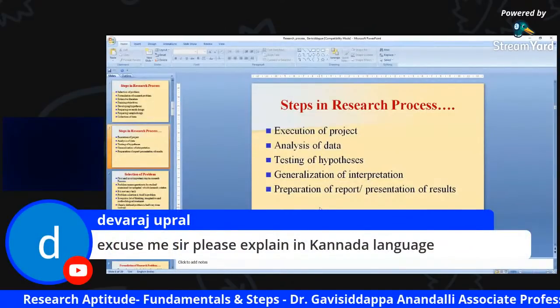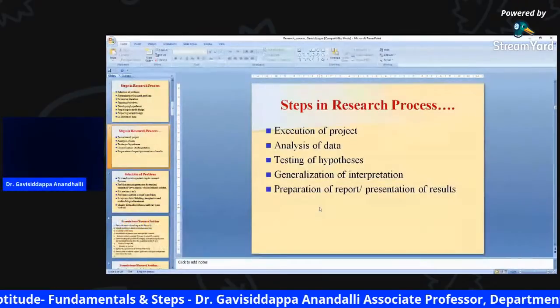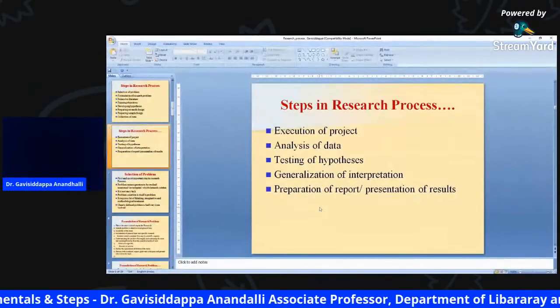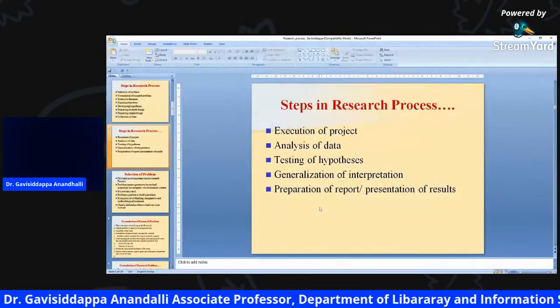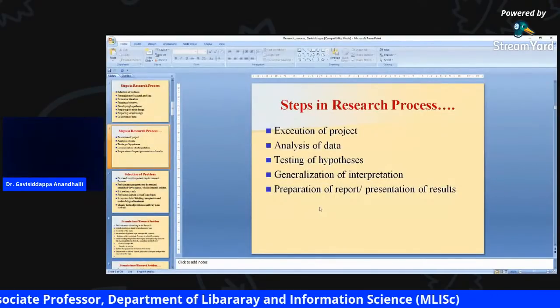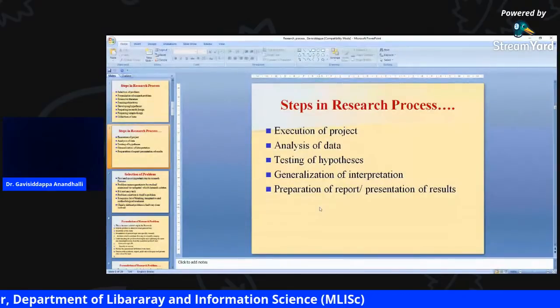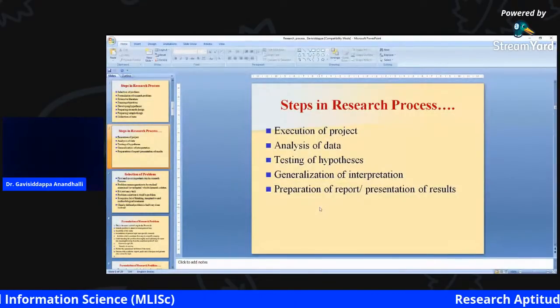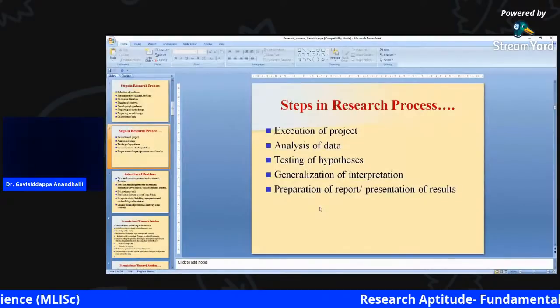So these are the various steps, the series of actions to be carried out in the process of research, from the selection of the research topic to the end, the preparation of the report or presentation of results. These steps are very important.